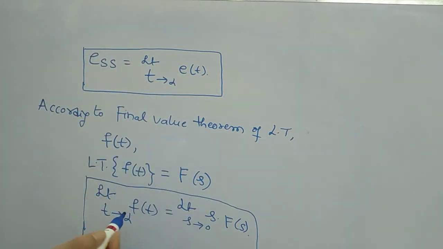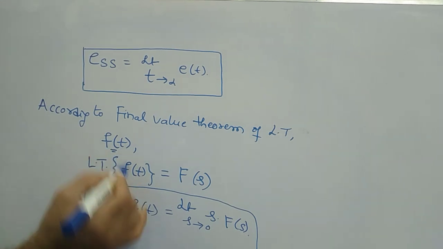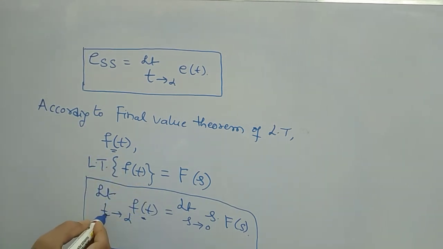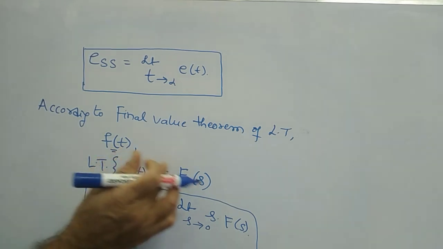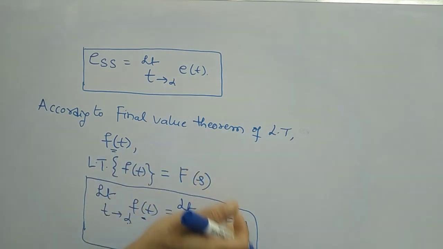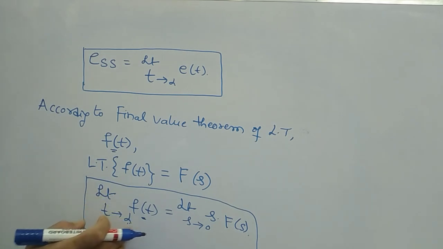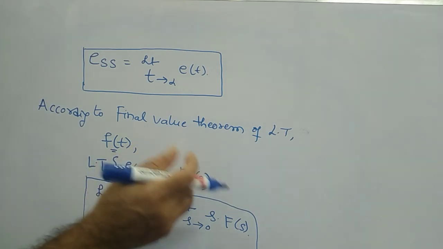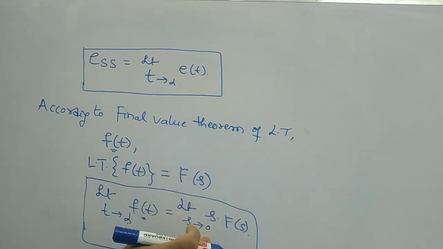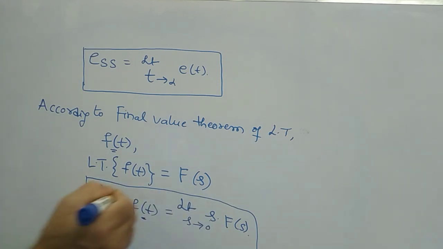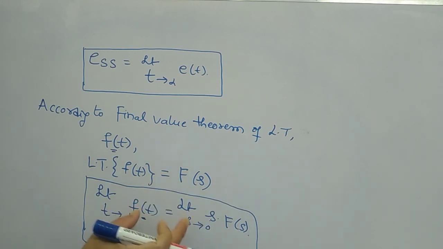According to the final value theorem, if the function f of t is reaching t tends to infinity in time domain, correspondingly in the s domain, s tends to 0 and it comes like this, s into F of s. So this is the very important formula, the final value theorem. You apply this theorem to this steady state error.